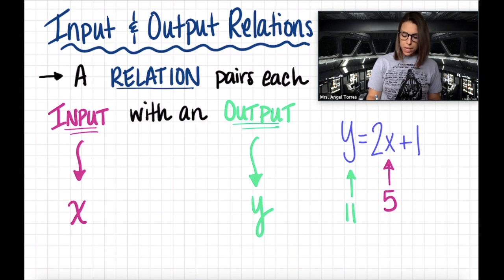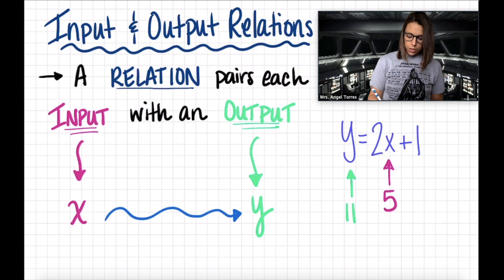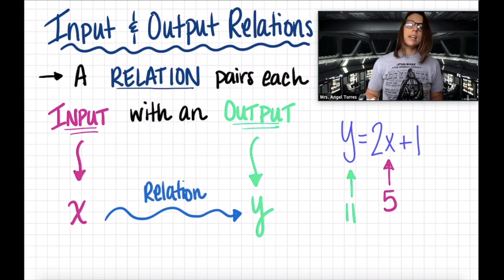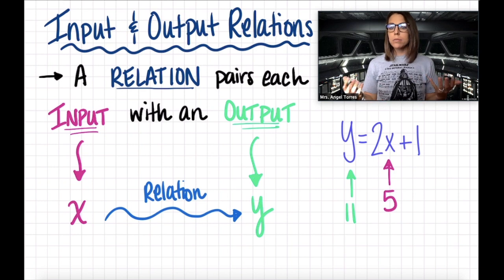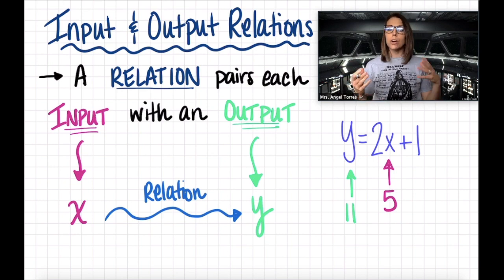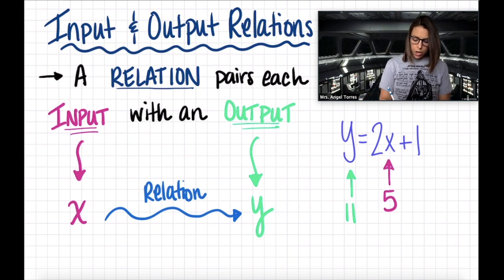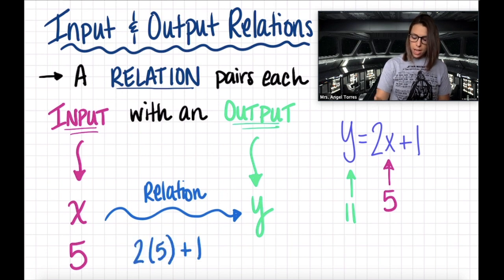So what happens between these two is called the relation. The reason why these are related is going to change based on the function that you're looking at: linear, quadratic, exponential, etc. So in our example here, we chose to input 5. Our relation was to multiply by 2 and then add 1, and then we had our output 11.